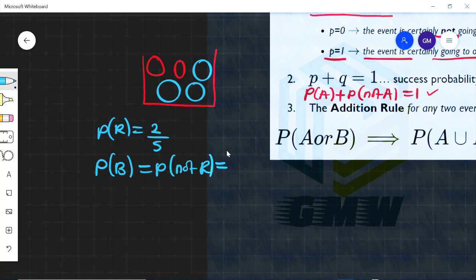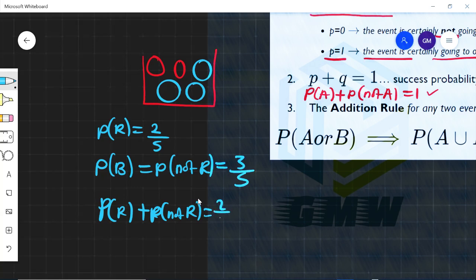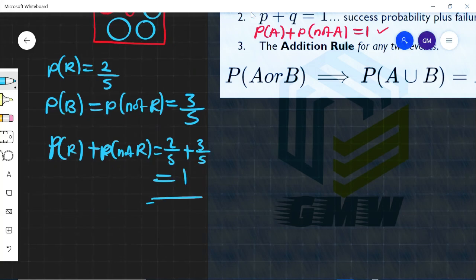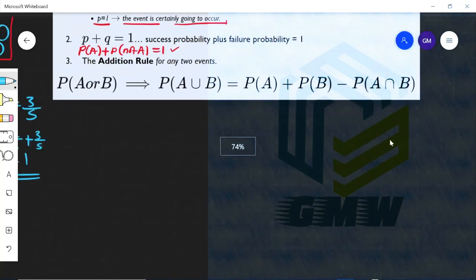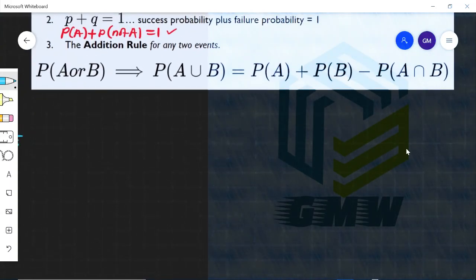And our success, we said it's red. Now, what is the probability of picking blue? 3/5. Now, check this number. If you do probability of red plus probability of not red, which is probability of blue, by the way, 2 over 5 plus 3 over 5, what do you get? 1. Do you realize that it's probability of success plus probability of failure? Aha, that's what I meant. Can I move on? So the idea is I'm trying to give all the theory in this first part and see what comes next with examples, okay?